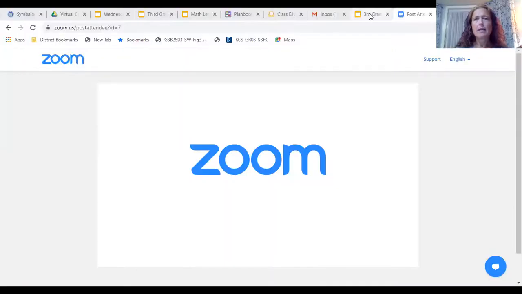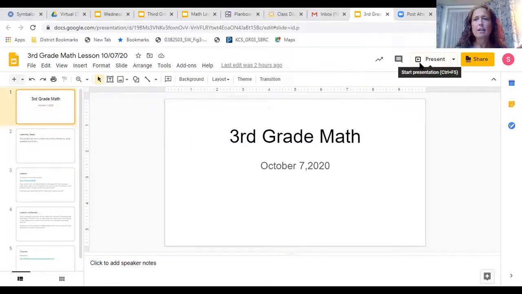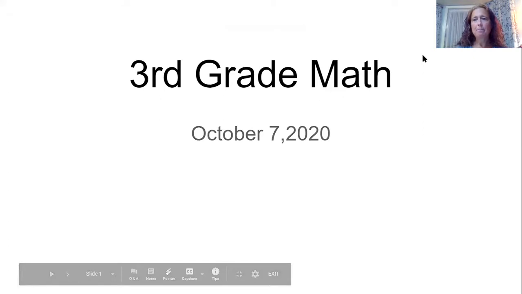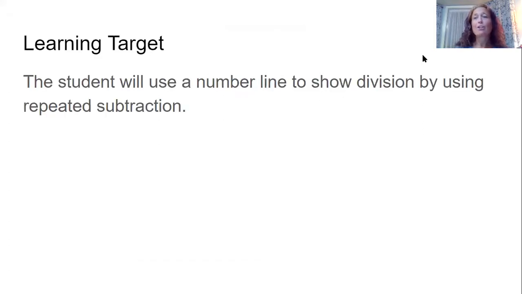Let's get started. We're going to be doing number lines today. Alrighty, here are our slides. Okay, so today is October 7th and this is our math lesson. Our learning target for today is that the student will use a number line to show division by using repeated subtraction.